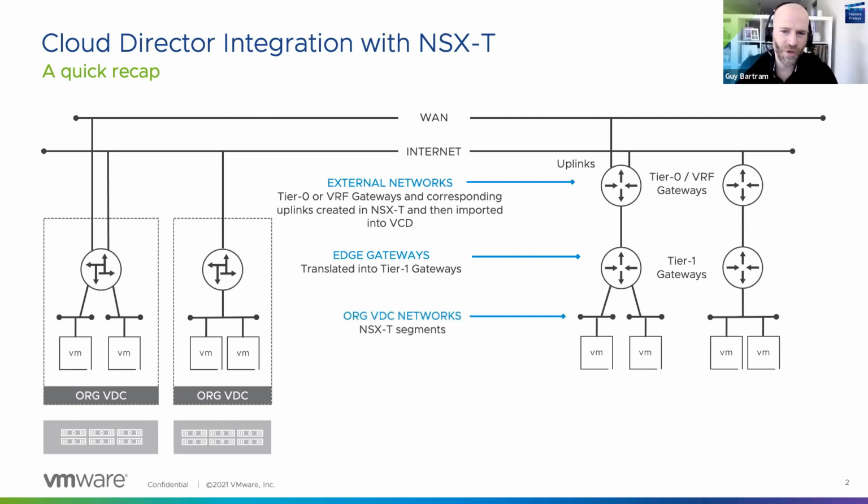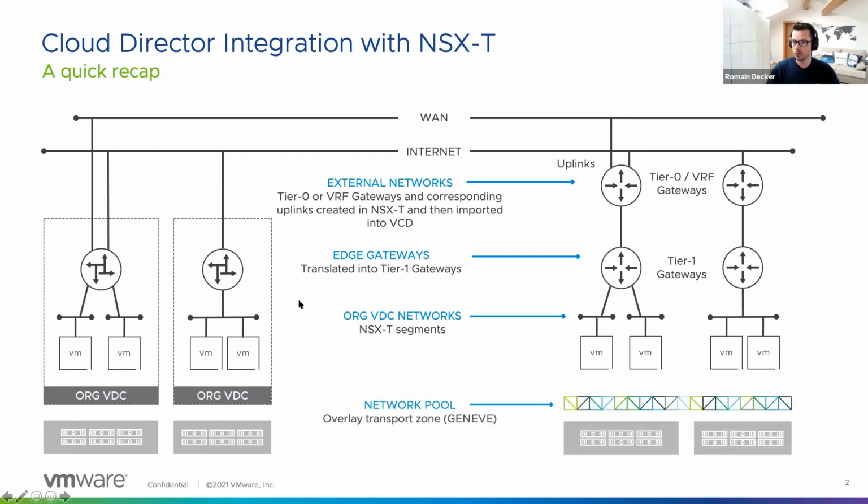And the edge gateways, once you've created your T0s and VRFs and imported those into VCD, are then something that you create in VCD, right? Yes, exactly. They can be created by a system administrator only, and they are always associated with an external network. The org VDC networks are basically NSX-T segments, overlay segments, and they are based on an overlay transport zone backed by Geneve. So in NSX-T, we are using the Geneve protocol as encapsulation compared to VXLAN before with NSX-V.